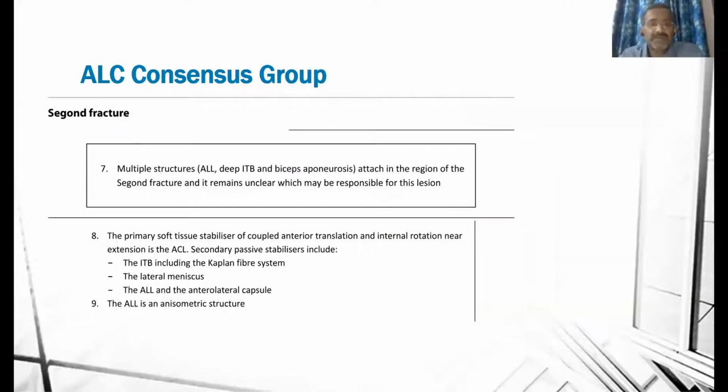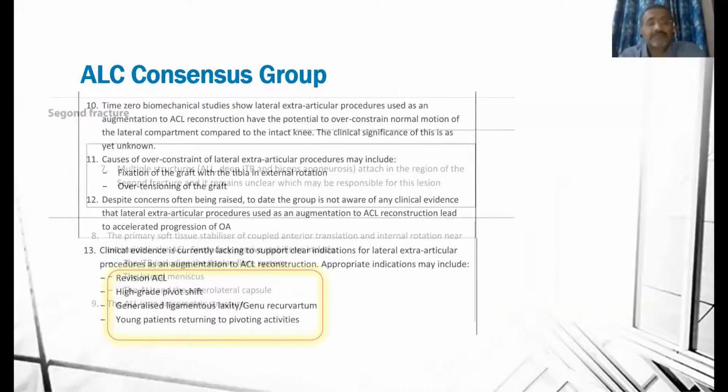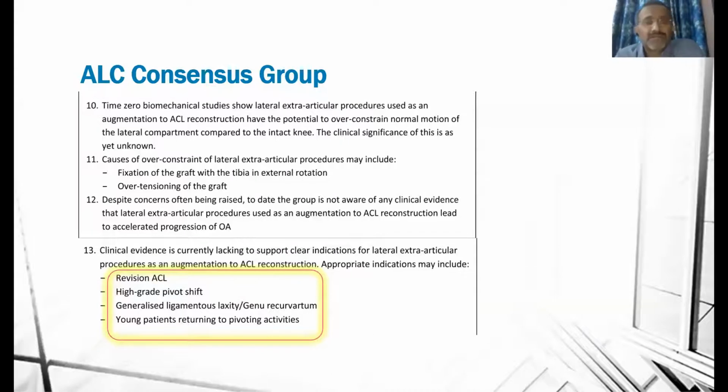And for the Segond fracture, they couldn't really point it down to the ALL alone. There are some other fibers that might be involved with the Segond fracture. The primary stabilizer for anterior translation and internal rotation near extension is the ACL. Secondary passive stabilizers include the ITB, lateral meniscus, and ALL. They were also looking at the over-constraint I was talking about, but they couldn't find much evidence of over-constraint leading to arthritis. But we have to be cautious about that.